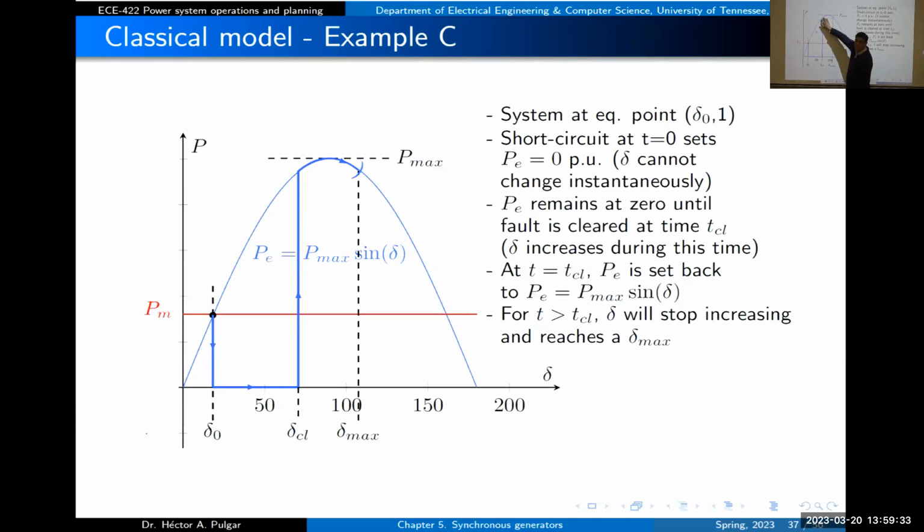What happens to the speed at this point? It will start decreasing. So the speed was synchronous, increased until this point, and from here, the speed will start decreasing. With a negative accelerating power, the machine will start reducing the speed. When the speed is 1 per unit, again the synchronous one, we will reach the maximum angle. And from this point, the machine will be pushed back to the equilibrium point, and the machine will oscillate around this equilibrium point. So that's what we did.